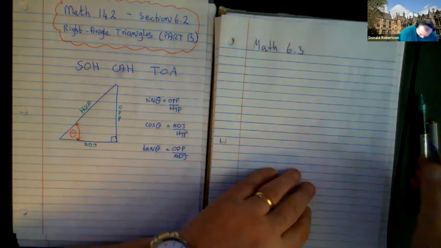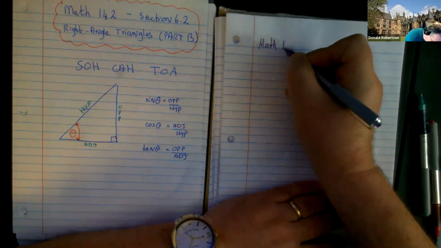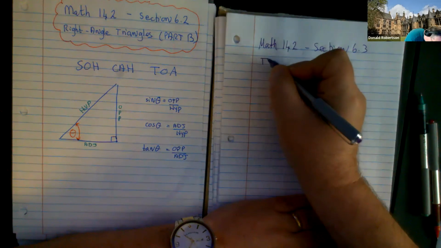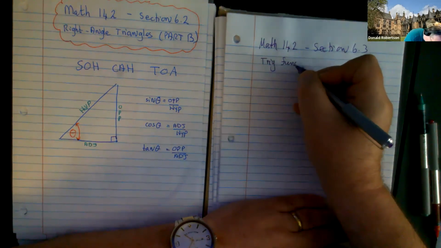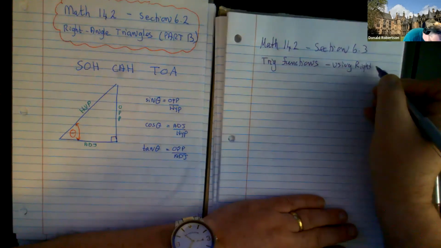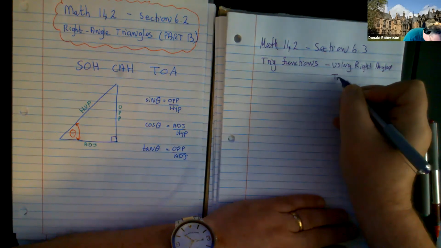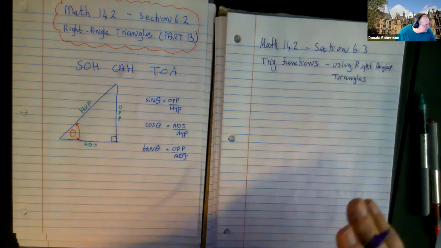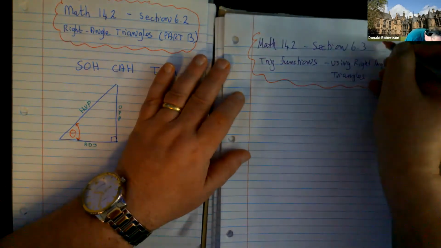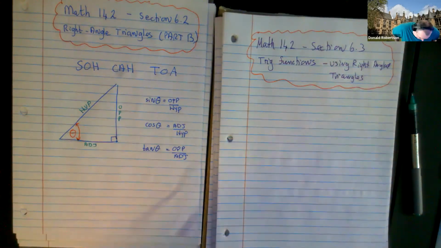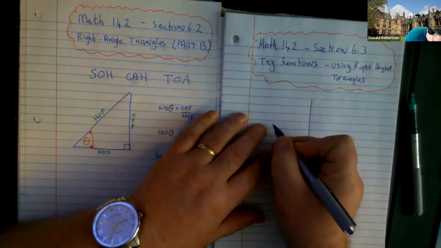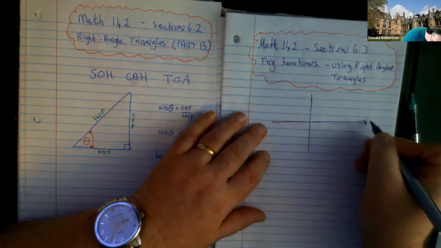We're now on to section 6.3, and it's called trig functions using right angle triangles. I wanted to get started on this so we can do a little bit of skill building before we tackle the main questions tomorrow in this section. Some of the things I'm going to do we know, so I'm basically doing revision, and other things we're just going to look at in a different way than we have in the past.